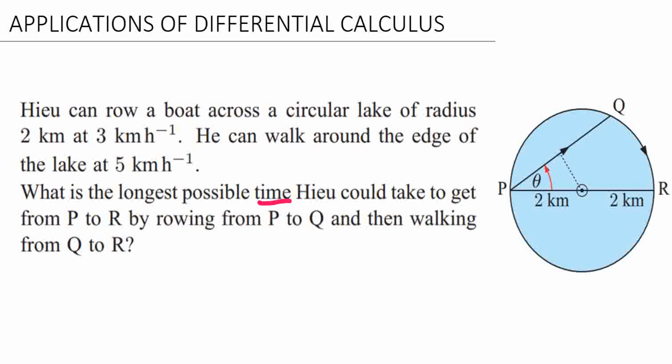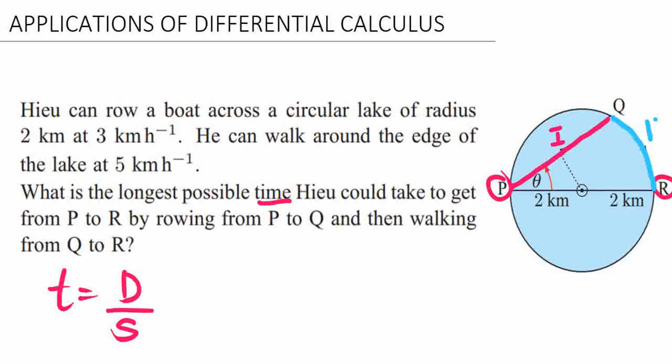Now we know time is equal to distance over speed or velocity. For Hugh to get from P to R by rowing from P to Q, this is the first section, and then walking from Q to R will be the second section. Make it blue here, second section.